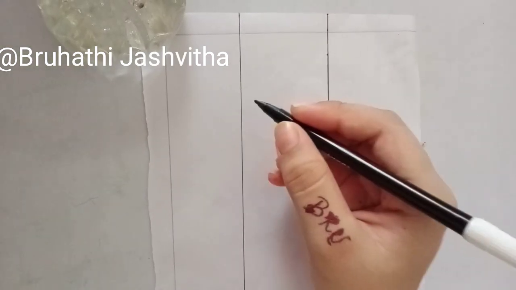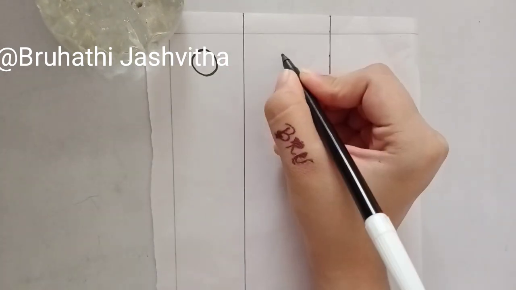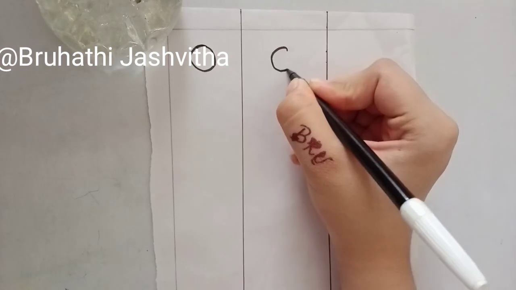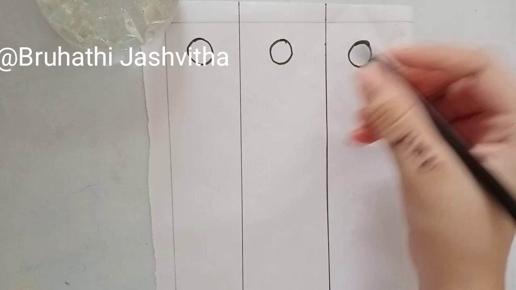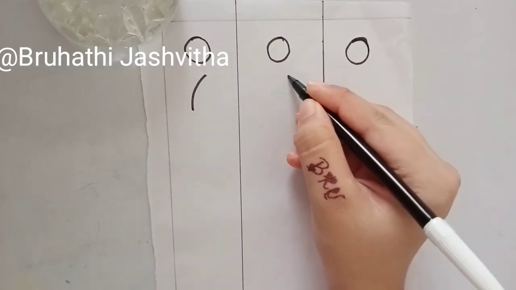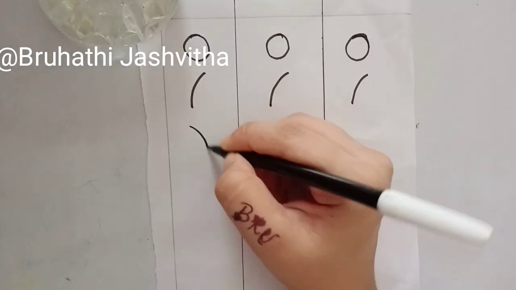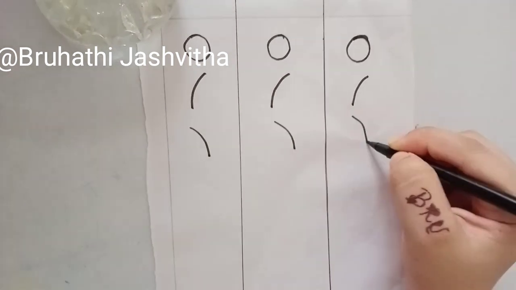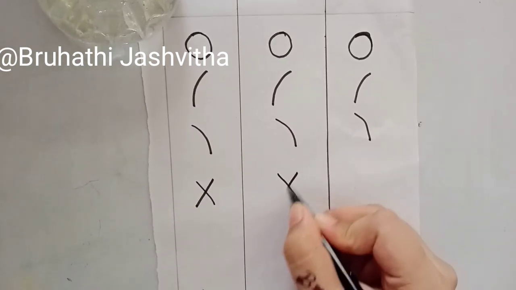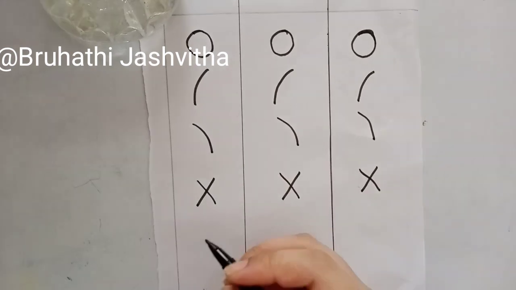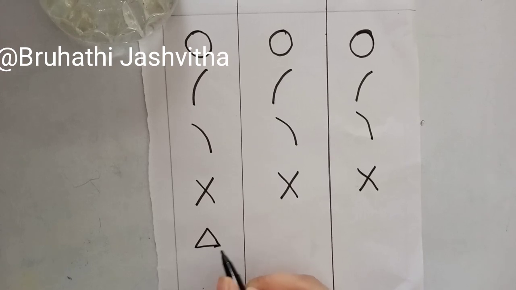Now I'm going to show you some shapes that can be used in Warli art. The first shape is a circle. Once more I'll show you. The next shape is a slanting curve. The next shape is the opposite slanting curve. The next shape is a cross. The next shape is standing opposite triangles.